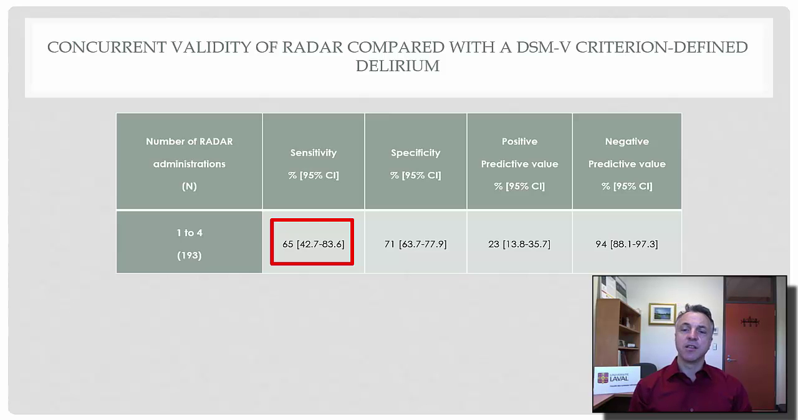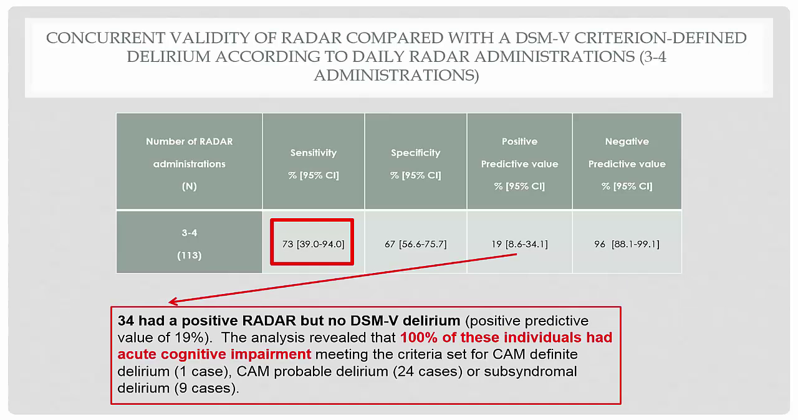negative predictive value was 94%. One important aspect of the RADAR is that you complete it many times during the day, in the morning and lunch and so forth. So we wanted to look at if a patient had 3 or 4 RADARs administered, does the RADAR perform better in regard to its sensitivity? So in our study, we had 113 participants that had 3 or 4 RADARs administered during the day, and as you can see, the sensitivity increased to 73%.